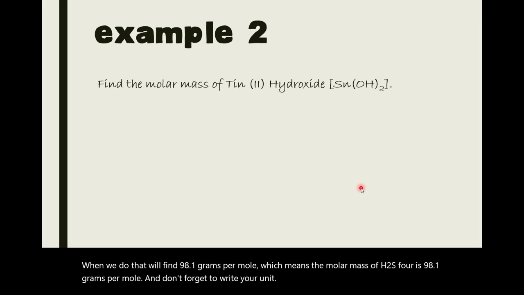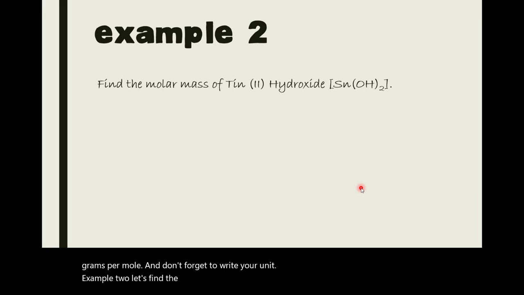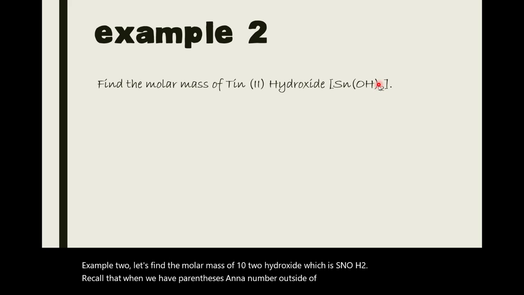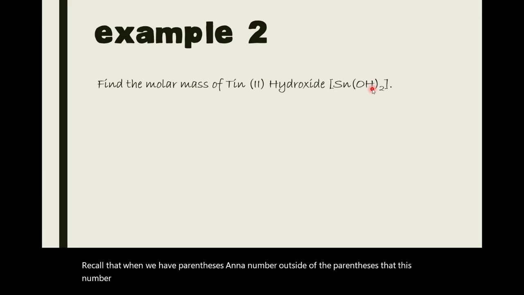Example 2. Let's find the molar mass of tin(II) hydroxide, which is Sn(OH)2. Recall that when we have parentheses and a number outside of the parentheses, this number, this 2, is going to get distributed to both elements inside of the parentheses. So I have one tin atom, 2 oxygens, and 2 hydrogens. Let's start with tin because it's the first thing written.